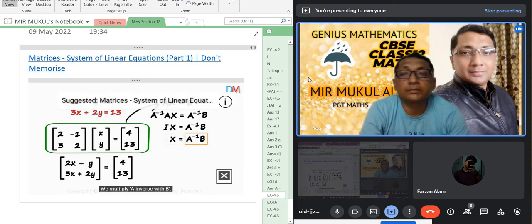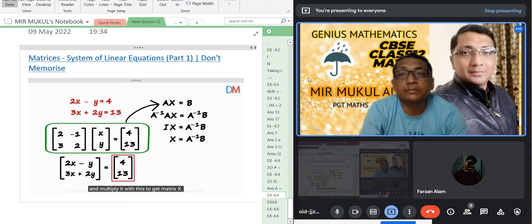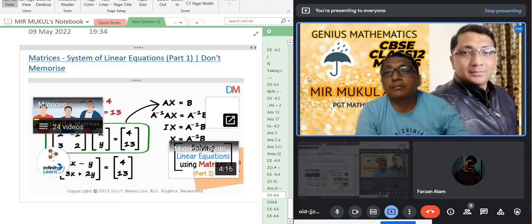We multiply A inverse with B. So when we are given the two equations, we write it in this form, find the inverse of this matrix and multiply it with this to get matrix X. And that will give us the values of the variables. We will solve this example in the next lesson.